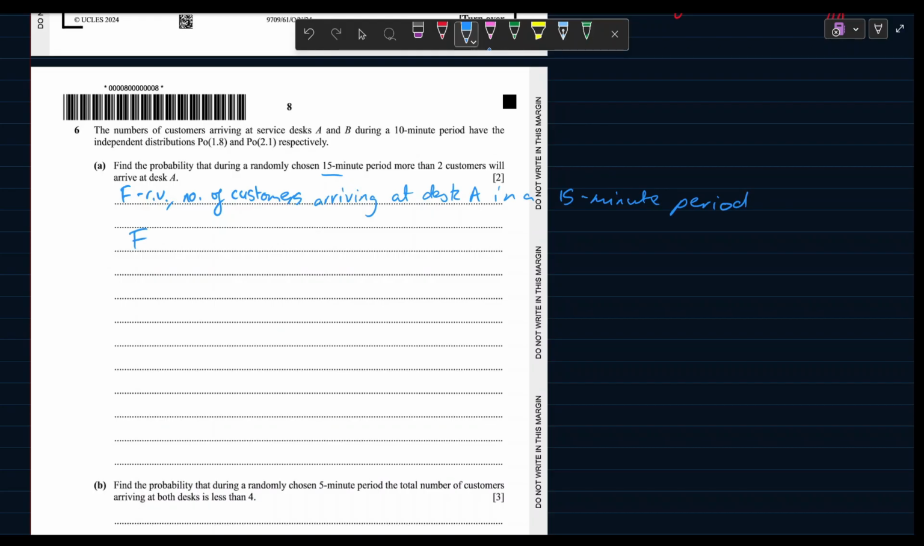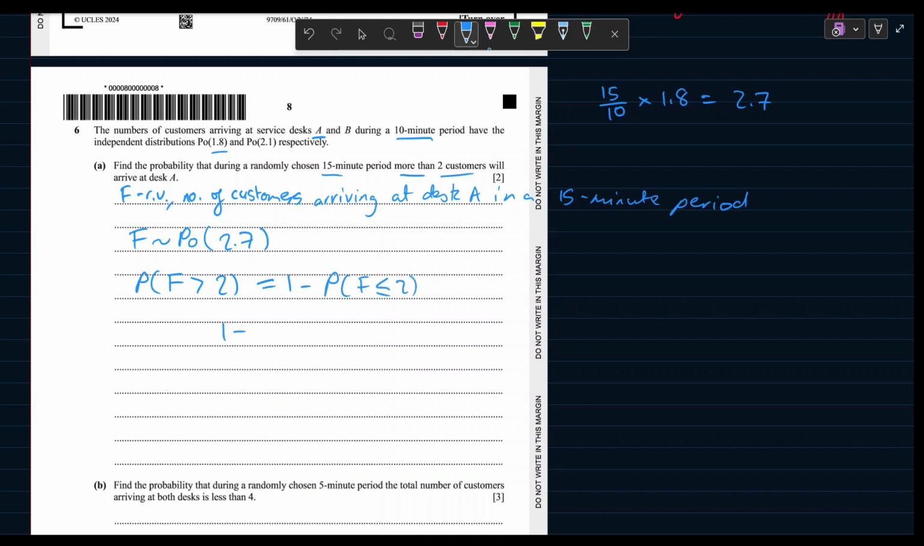So F is going to follow a Poisson distribution. What is lambda? We know that at desk A for a 10-minute period, lambda is 1.8. What about for a 15-minute period? It's going to be 15 over 10 multiplied by 1.8. So our lambda will be 2.7. All right. And we want to find that more than 2 customers will arrive. So probability that F is greater than 2. We can write this as 1 minus the probability that F is less than or equal to 2.